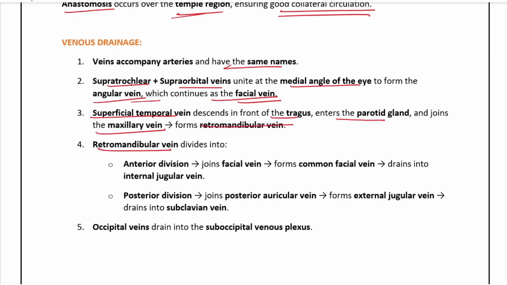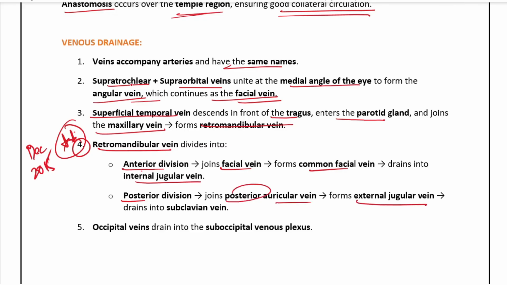This retromandibular vein was also asked in the exam of December 2015 human anatomy paper. Okay, so it's an important question. Please mark it as important. In the parotid gland, the retromandibular vein divides into the anterior division and the posterior division. Anterior will join the facial vein to form the common facial vein, and it drains into the internal jugular vein. The posterior division will join the posterior auricular vein to form the external jugular vein and drains into the subclavian vein. Then we have the occipital veins, which drain into the suboccipital venous plexus.